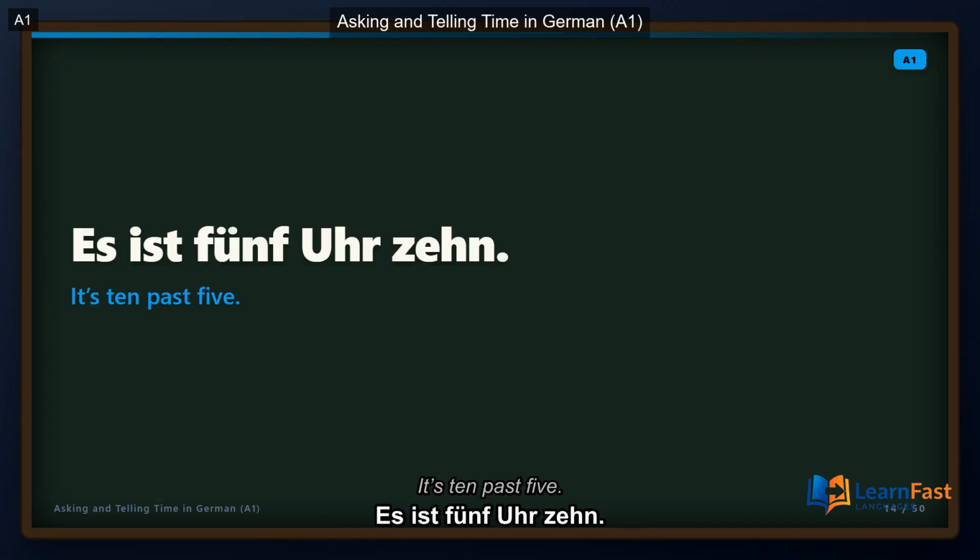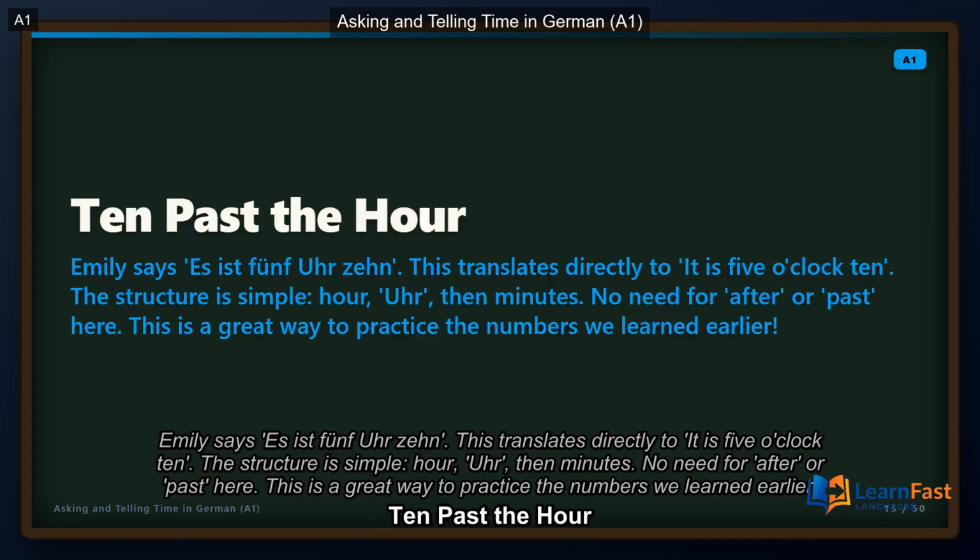Es ist 5:10 Uhr. Emily says, Es ist 5:10 Uhr. This translates directly to it is 5:10. The structure is simple: hour, Uhr, then minutes. No need for after or past here. This is a great way to practice the numbers we learned earlier.